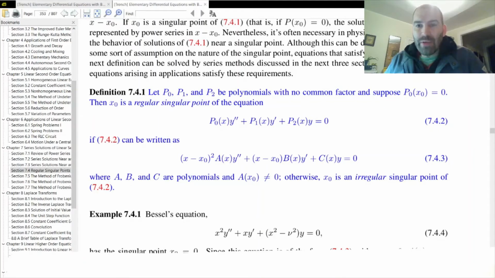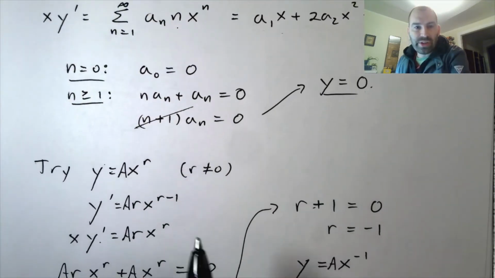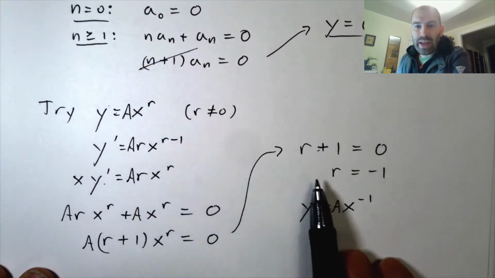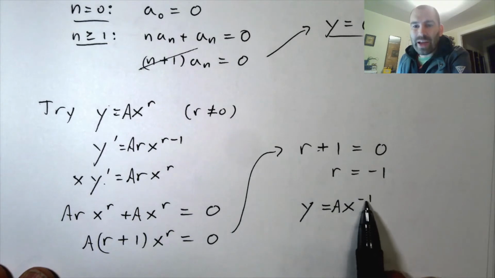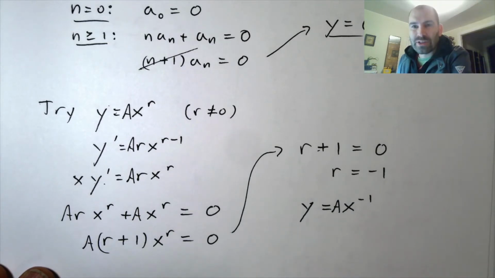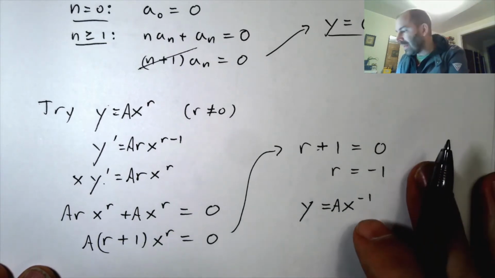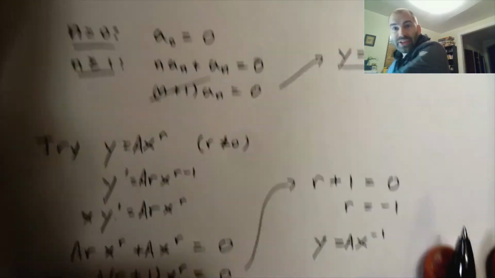So when we have a regular singular point, what we're going to do is exactly something like what we did. We're going to try solutions like this and look for solutions that might have exponents that aren't positive integers. Okay. Now let's go to a more general setting. Let's go to the second order setting.